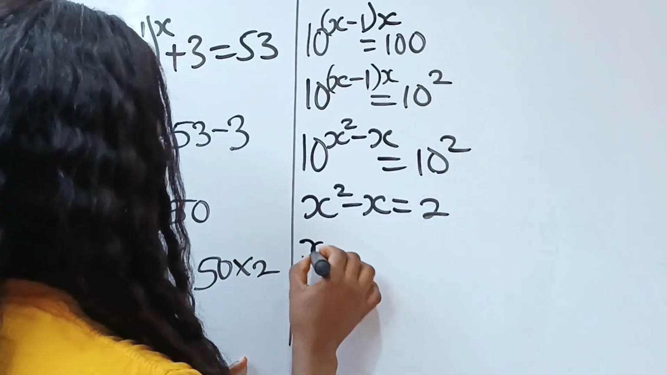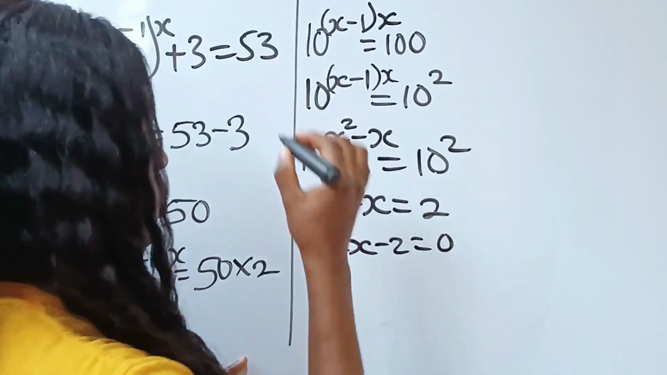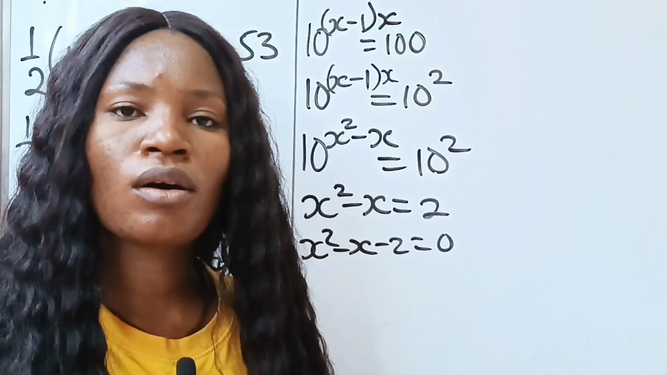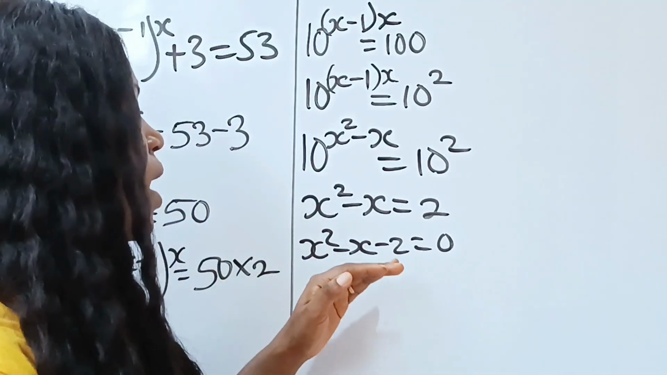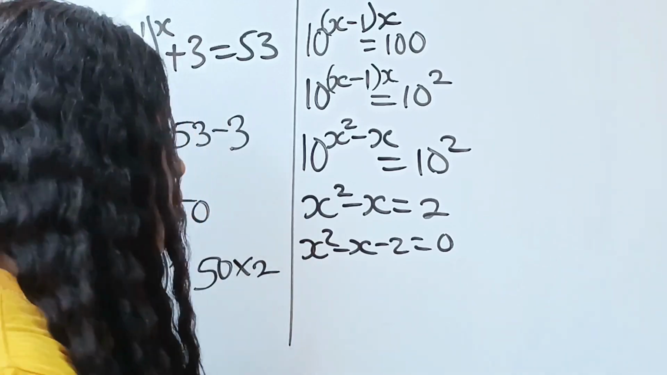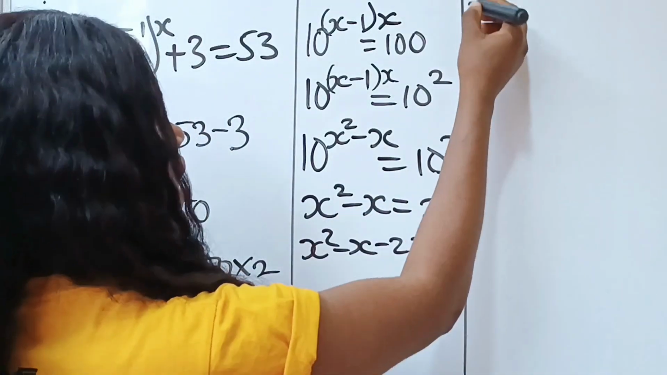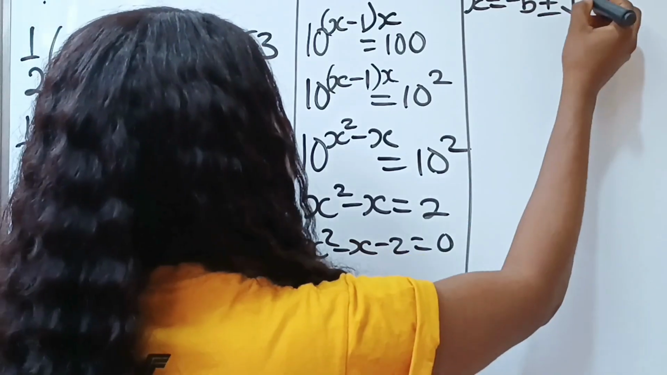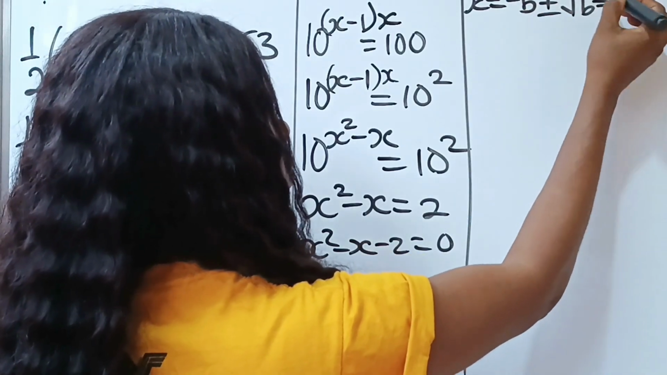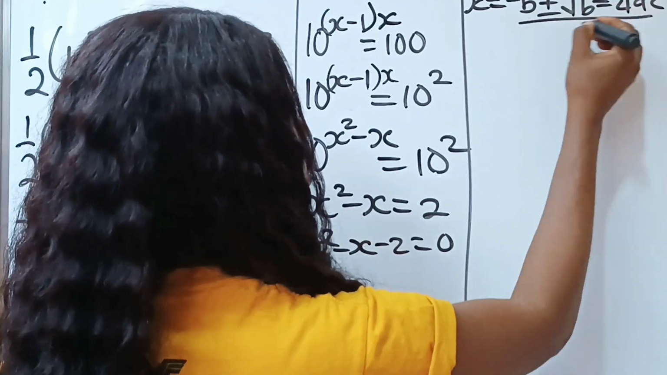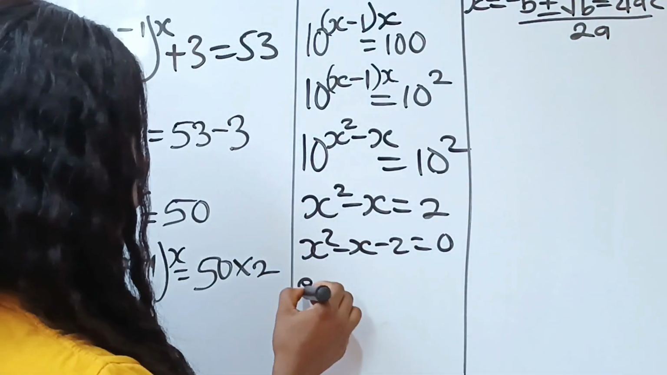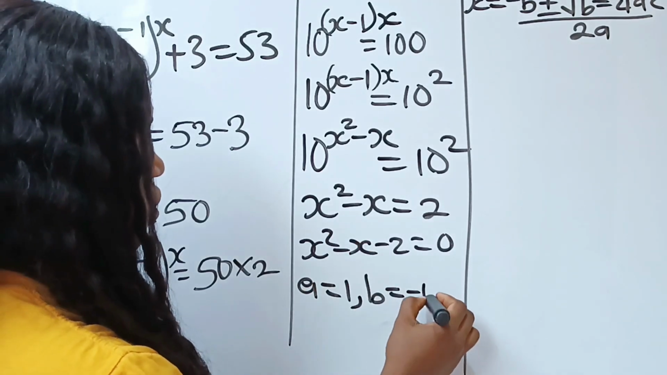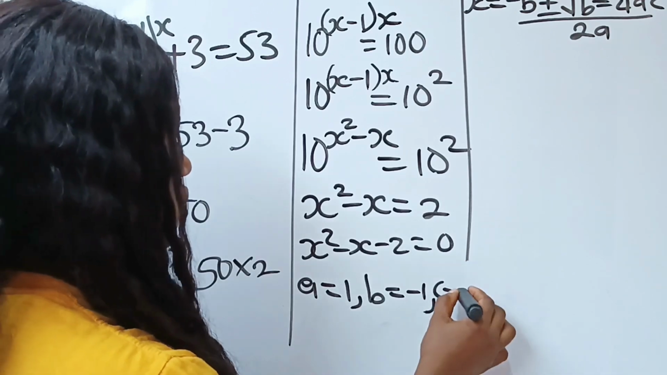Now let's bring this in, because this is actually what? A quadratic equation. Now look at this particular equation. We cannot solve this with the normal factorization method, so we are going to solve this using the quadratic equation formula, which states that x is equal to minus b plus or minus square root of b squared minus 4ac all over 2a. But here our a is equal to the coefficient of x squared, which is 1. Our b is minus 1, the coefficient of x, and our c is minus 2.